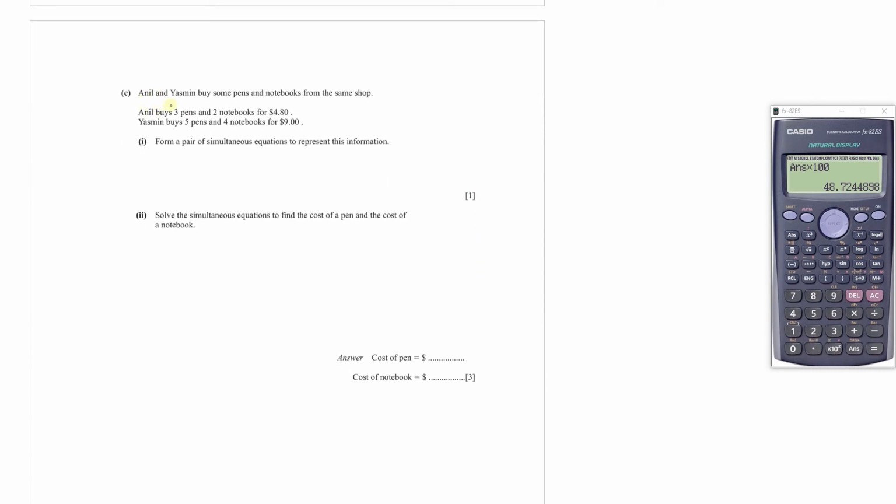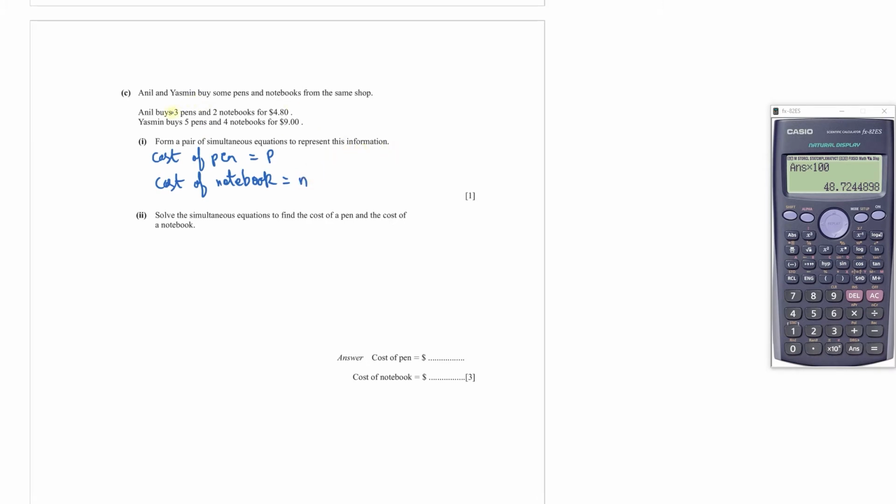Part C is Anil and Yasmin buy some pens and notebooks from the same shop. Anil buys 3 pens and 2 notebooks. Yasmin buys 5 pens and 4 notebooks for this much. Form a pair of simultaneous equations to represent this information. So we can represent cost of pen, let's say, equals P, and cost of notebook equals, let's call it N.